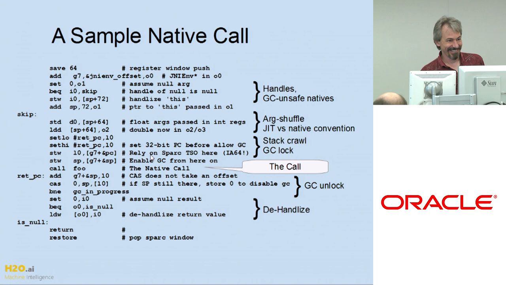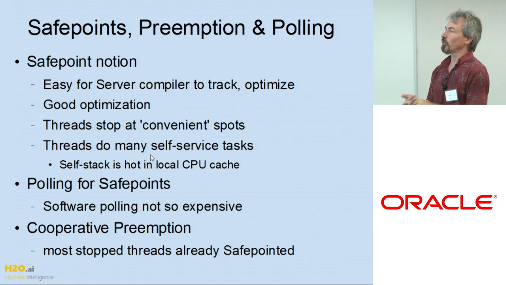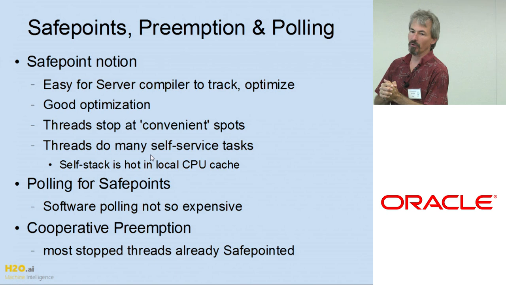Okay, so now I'm going to talk about things that worked well. Things that I did that I would do again. So I love the notion of safe points. They seem to work out really well in practice. Easy for the server compiler to track and optimize. And actually, this was key. It's not just for GC. Also, this is your deopt point. This is your unwind from a broken optimization point.